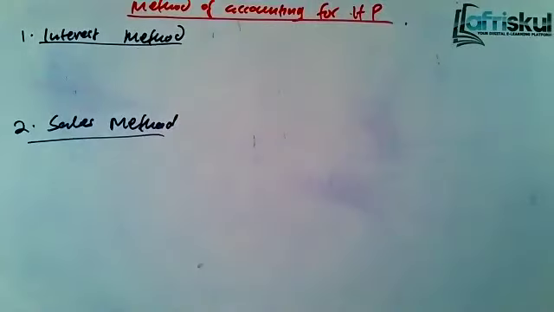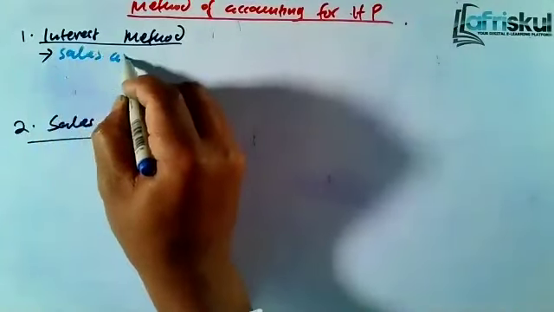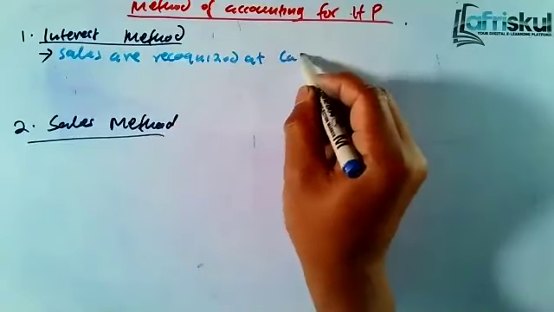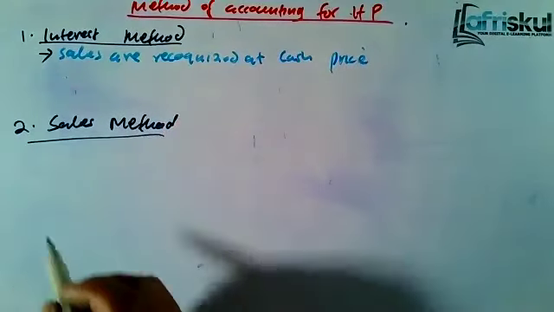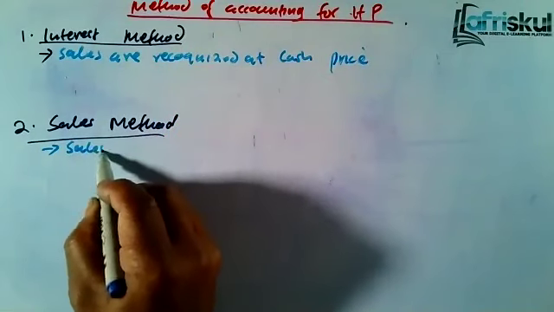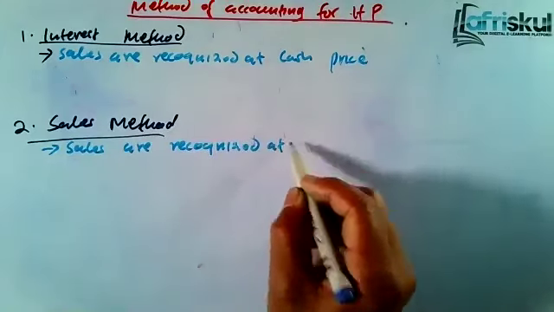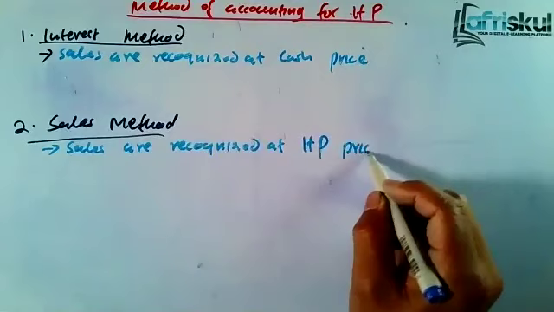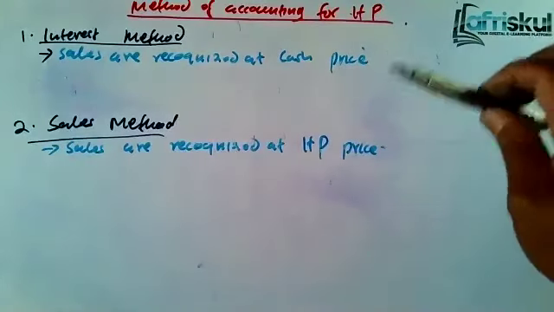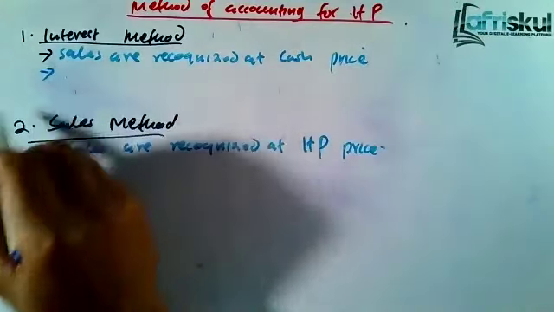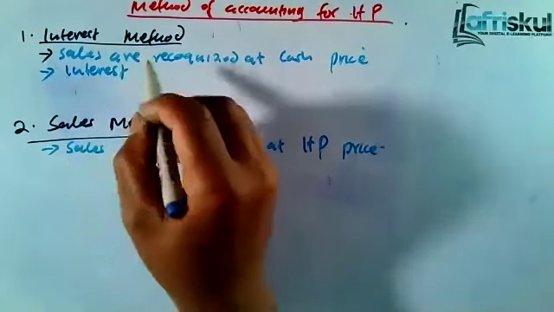Now, for the interest method, what you need to note is that under this method, the sales are recognized at cash price. But under the sales method, the sales are recognized at hire purchase price. That's the difference between the two. For the interest method, you recognize the sales at the cash price, and here you recognize them at the hire purchase price. Another difference is that under the interest method, the interest is computed separately.